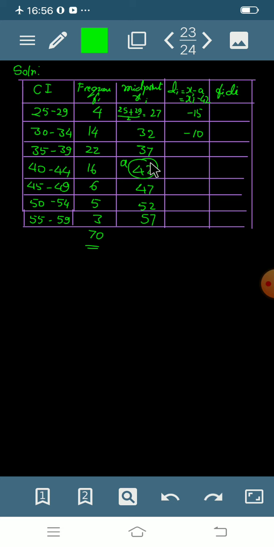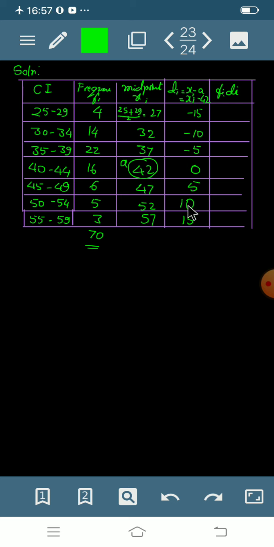Now 37 minus 42. How much? That is minus 5. Now 42 minus 42. That is 0 itself. Now 47 minus 42, you will get a positive number, that is 5. 52 minus 42, you will get 10. Now 57 minus 42, you will get 15, that's a positive number.